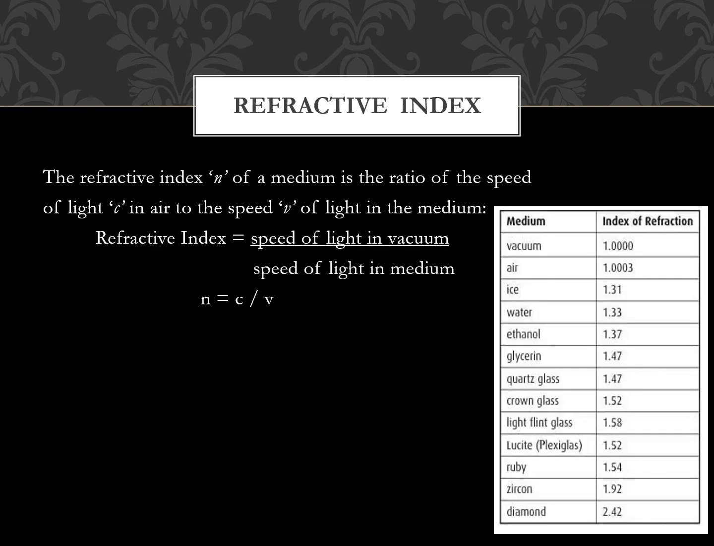Now our next topic is refractive index. How are we going to define it? The refractive index n of a medium is the ratio of the speed of light c in the vacuum or in the air to the speed of light v in the medium. And the formula is: refractive index is equal to speed of light in vacuum divided by speed of light in medium. n equals c by v. As you can see, there is a table for different mediums with their different refractive indices. You have to learn this table for completing your MCQ section.